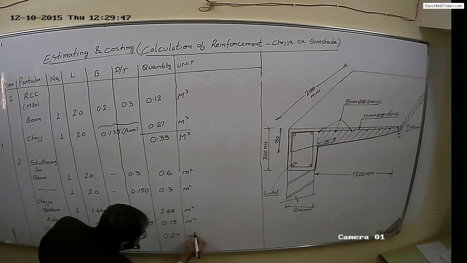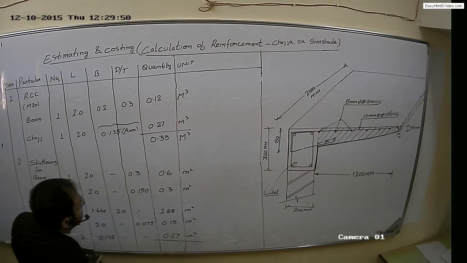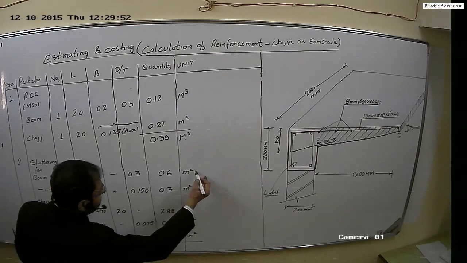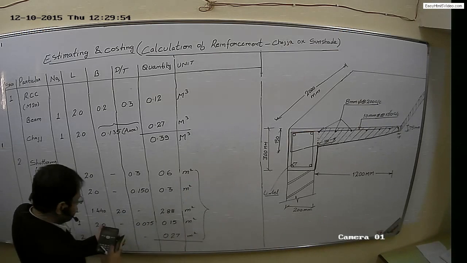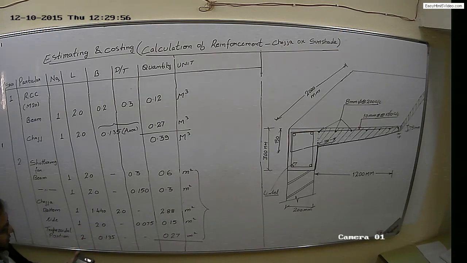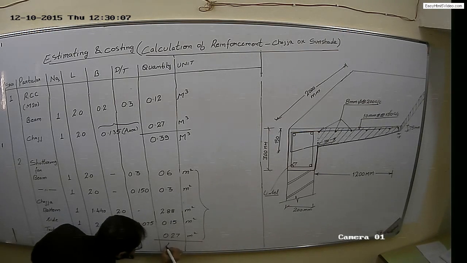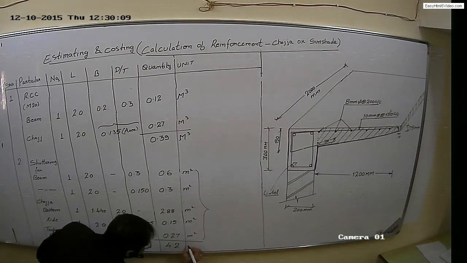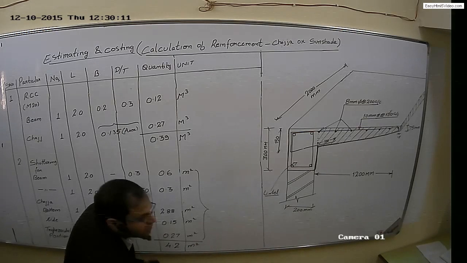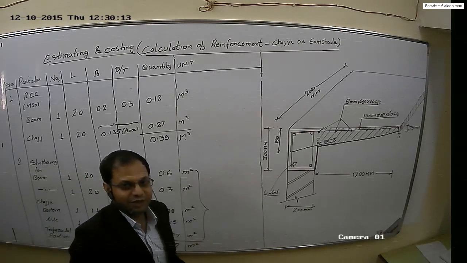0.27 meter square. The total quantity of shuttering can be calculated by adding all these quantities. So 0.6 plus 0.3 plus 2.88 plus 0.15 plus 0.27, you will get 4.2 meters square as a quantity of shuttering. So this is all about reinforcement and shuttering of a Chajja.